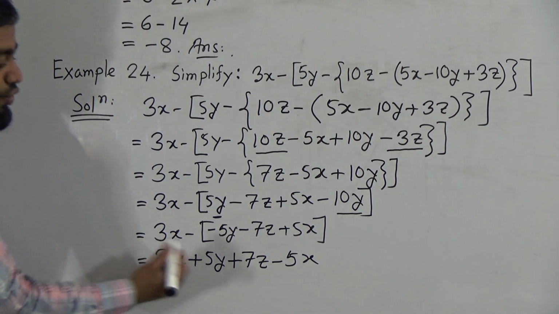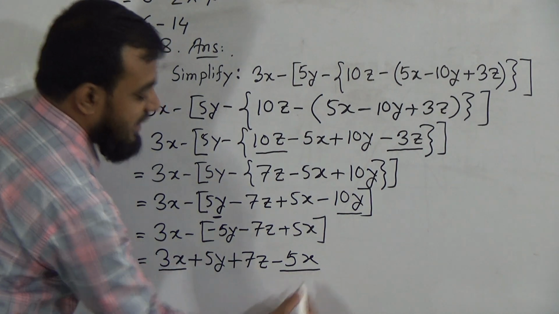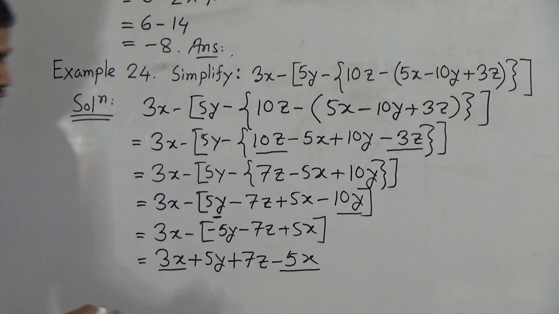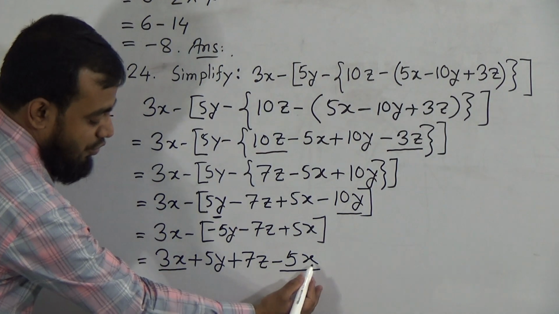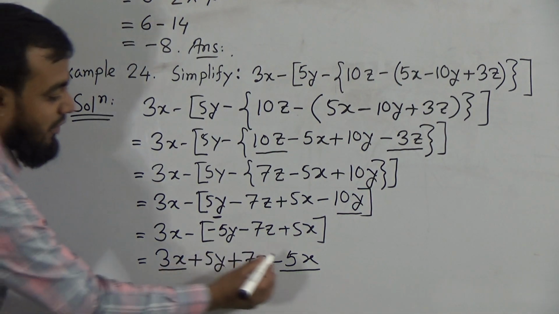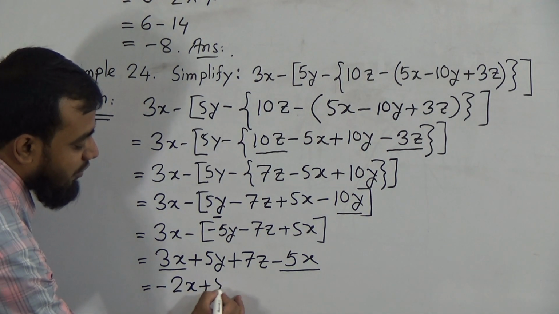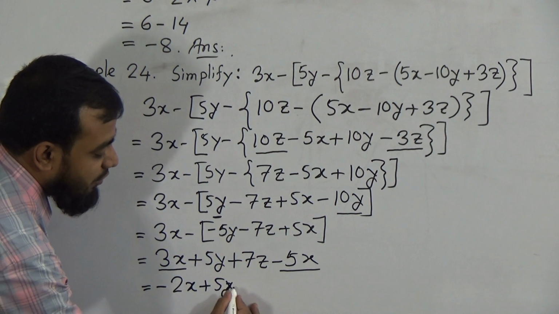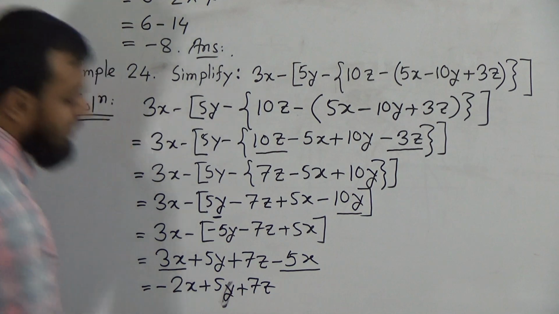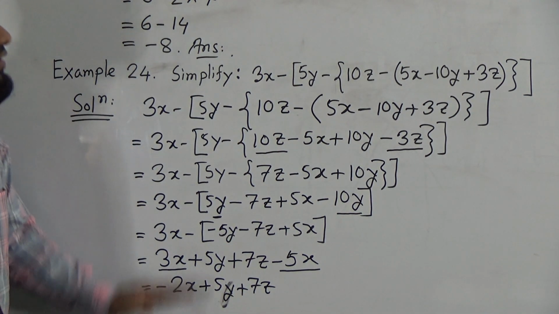Now we need to add or subtract. My dear students, there is no bracket now, but we have 4 terms. Among these 4 terms, 2 terms have the similar variable: thrice x and minus 5x. So we need to subtract 5x from thrice x. When we do this, thrice x minus 5x, we will get minus twice x. The other terms will remain unchanged. That means plus 5y plus 7z. This is our required answer. This is the solution of this simplification.